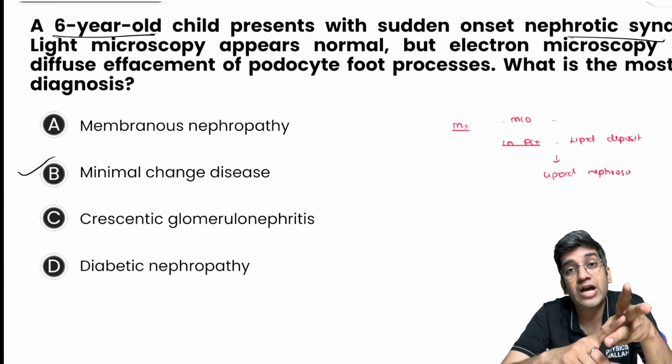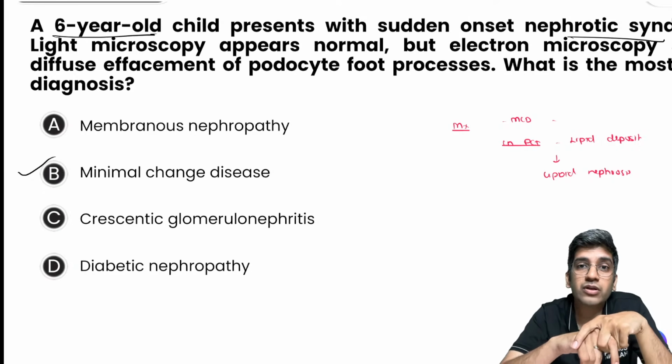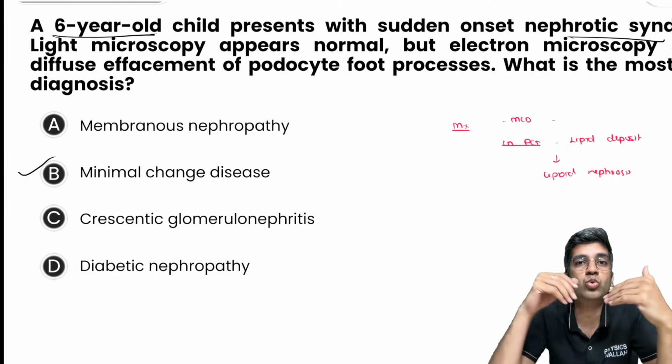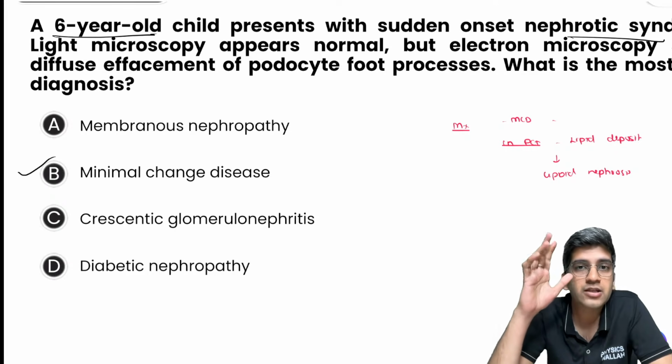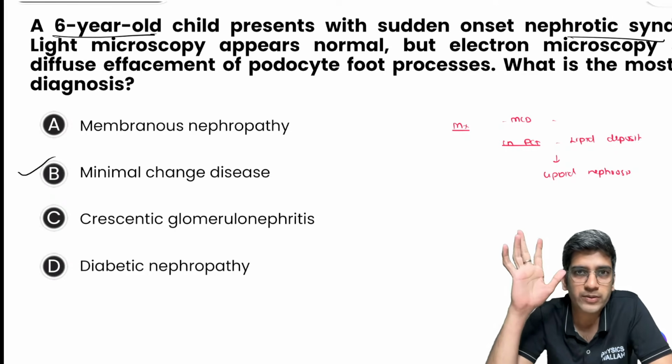Crescentic glomerulonephritis or RPGN: when you have a history of creatinine becoming worse, like 2 to 10 or 2 to 8, within a span of 1 or 2 days, 48 hours, it's RPGN. Nothing else required for me. Okay.